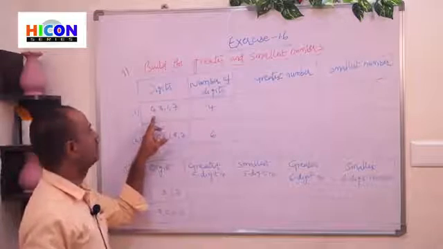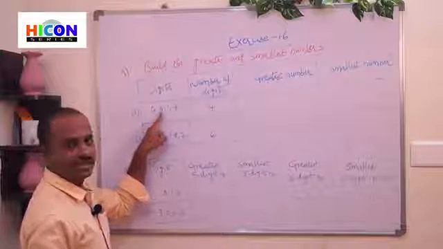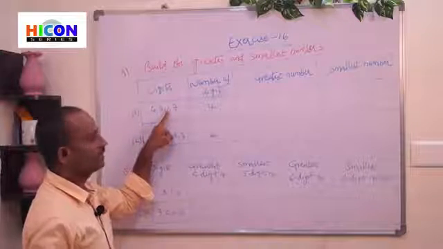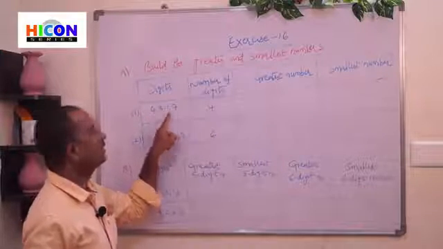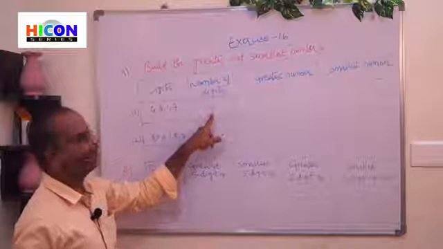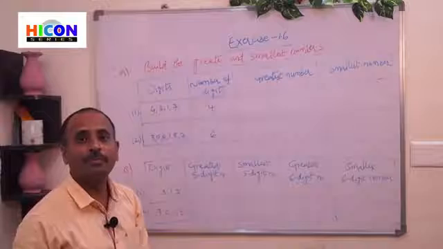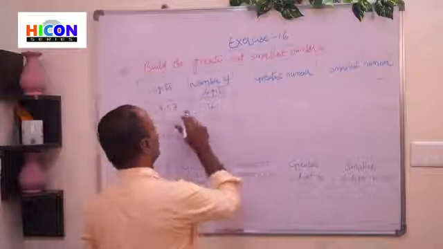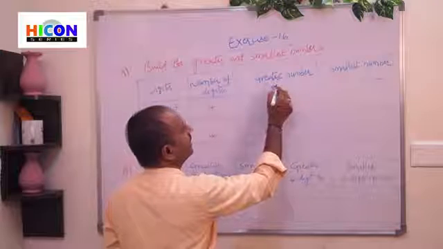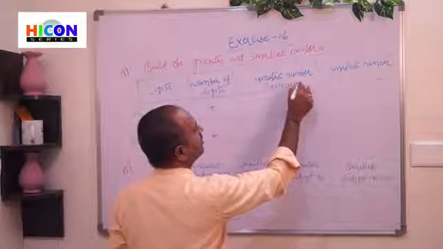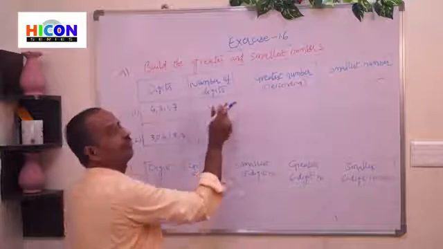In the first problem, there are 4 digits given: 4, 3, 1 and 7. So the number of digits is 4. You have to write the greatest number with these digits. So how can we obtain the greatest number? If we arrange the given digits from greatest to smallest, that means in descending order, we will get the greatest 4-digit number.